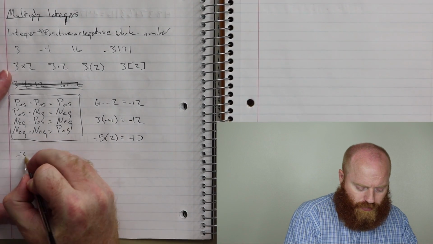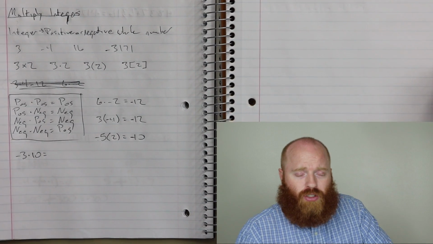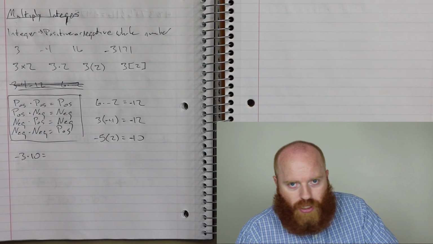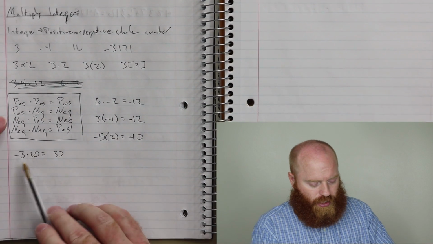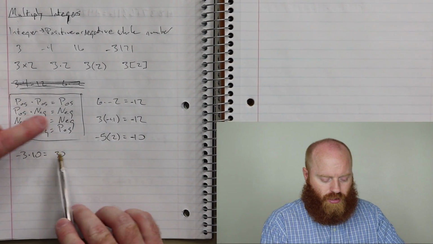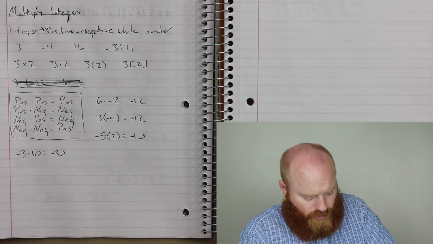Let's take something like negative 3 times 10. Take them and multiply the numbers. 3 times 10 from the times tables is 30. You better know your tens. And you take a negative number times a positive number, it's going to be a negative answer. And the answer is negative 30. That's where it comes from.